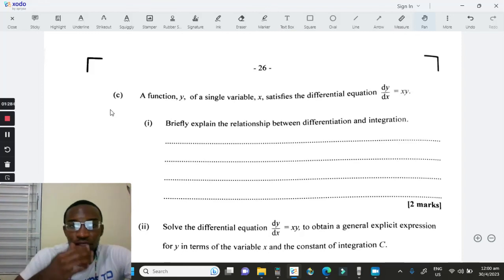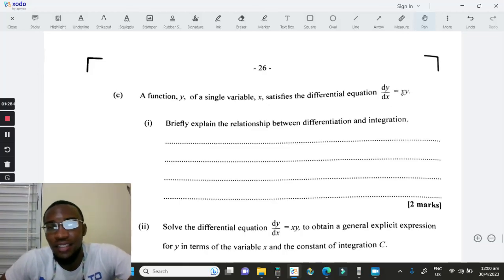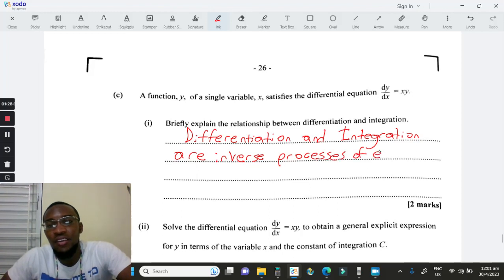Now this says a function y of a single variable x satisfies the differential equation dy dx equals xy. It says briefly explain the relationship between differentiation and integration. So we can say differentiation and integration are inverse processes of each other.